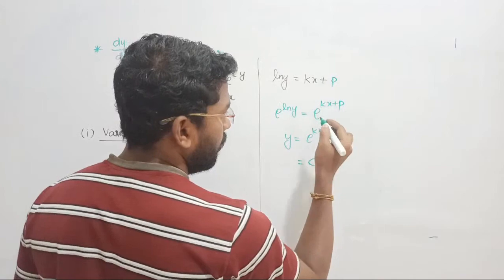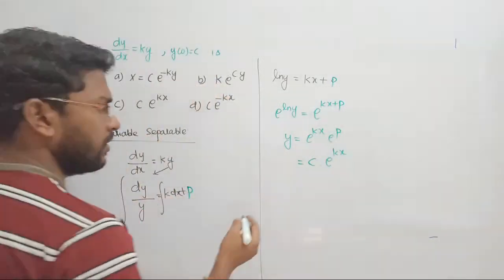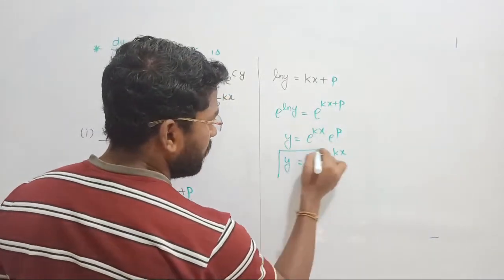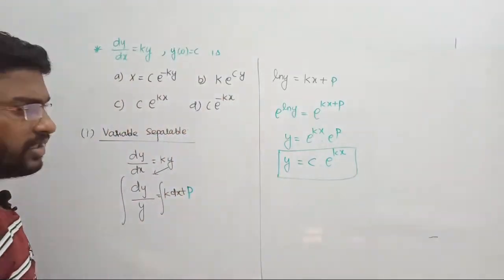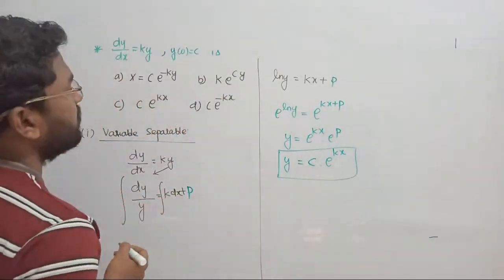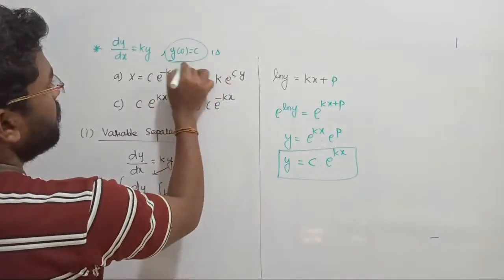So I was trying to bring out that answer. Clear? That's all, right? So the correct answer is y is equal to c into e power kx. But they had given initial conditions also. What they said: y of 0 equal to c.